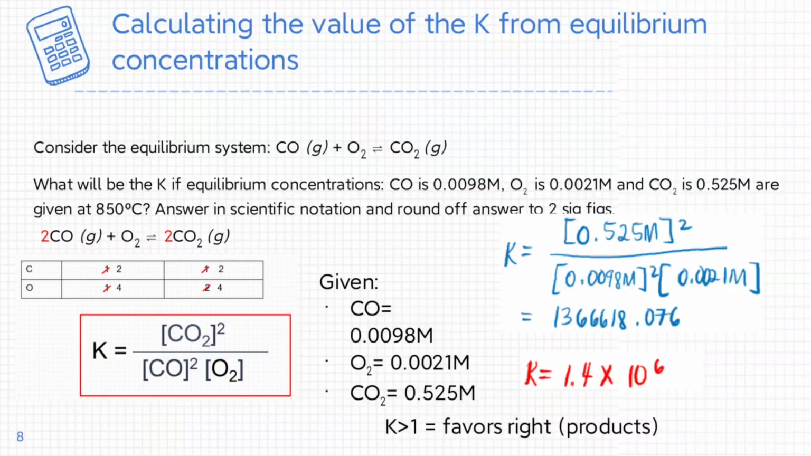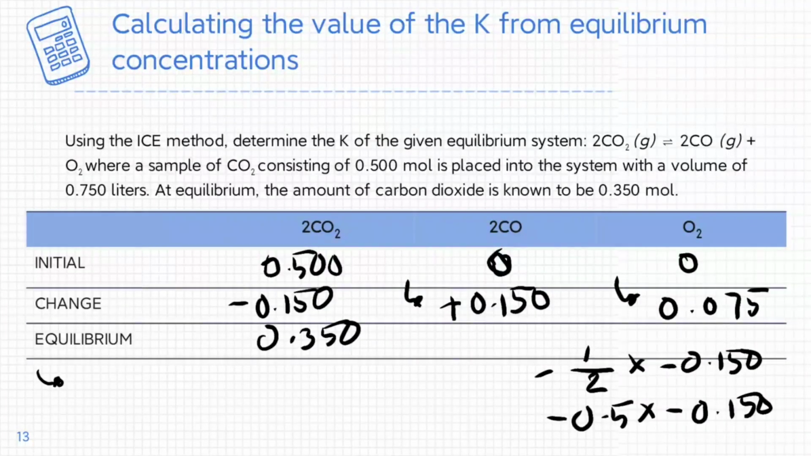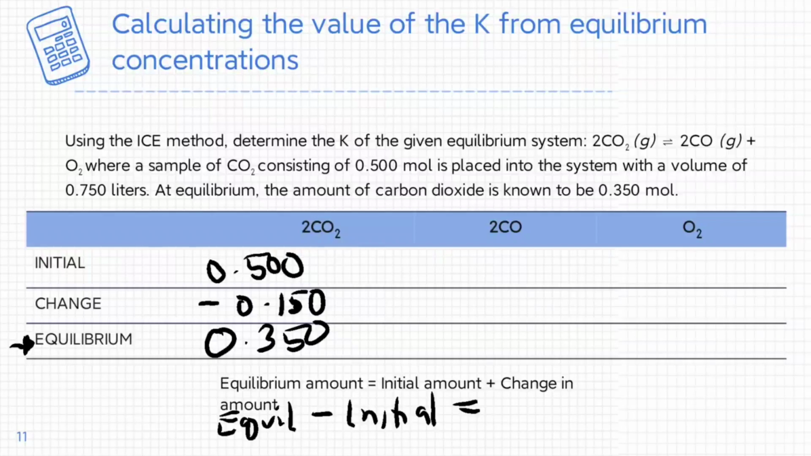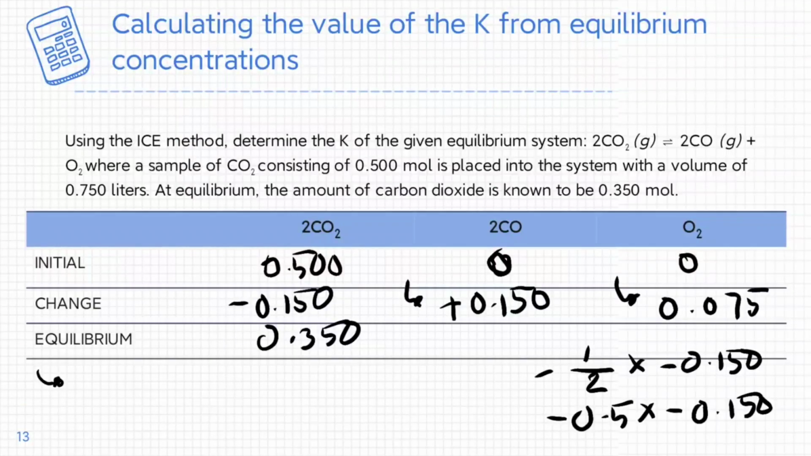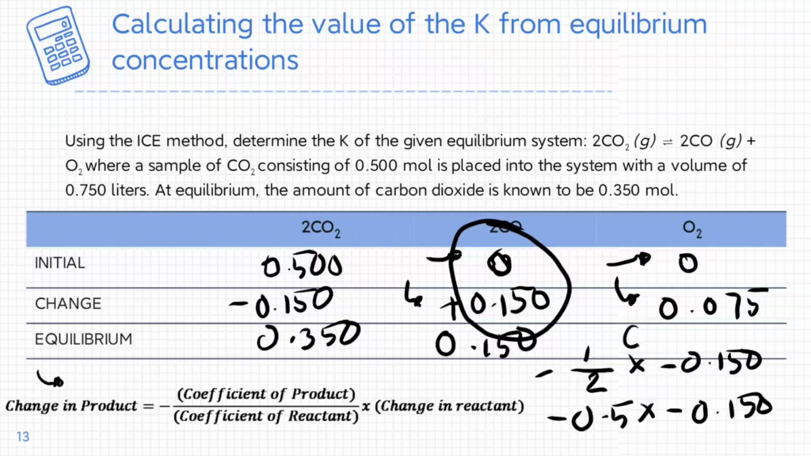So, ano na lang naiiwan ngayon? So, what's left now is your equilibrium amount, yung sa pinakababa. Again, if we go back to your previous slide, sabi niya, equilibrium amount is equal to the initial amount plus change in amount. So, simply add yung 0, ito, initial amount, plus itong 150. So, you get 0.150. Again, dito, 0 siya, yung initial niya. So, you have 0.075.